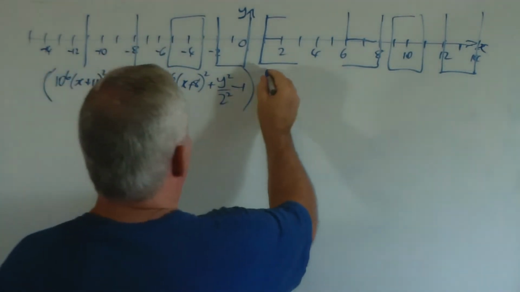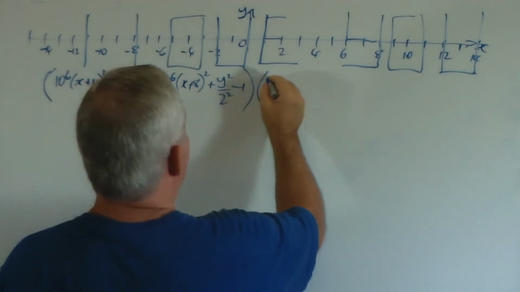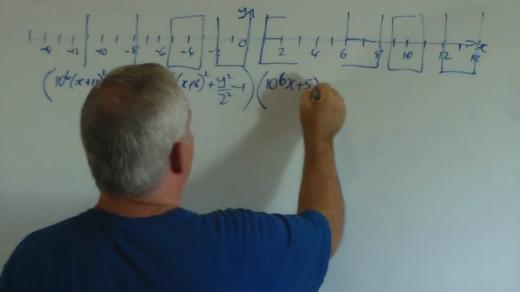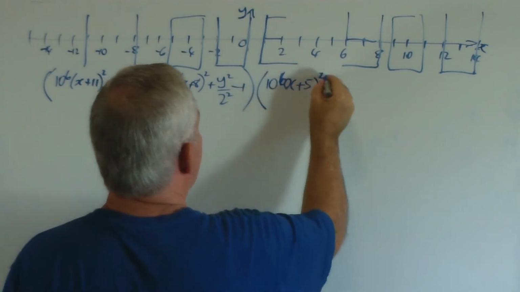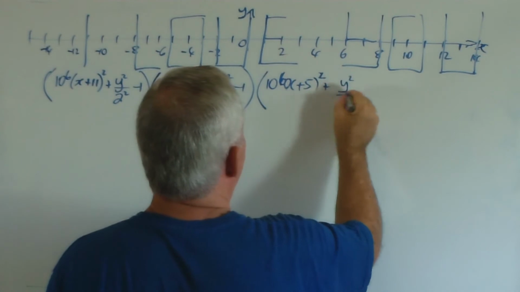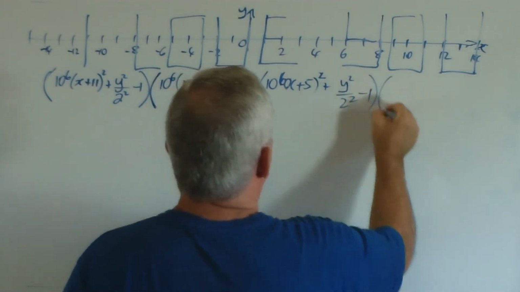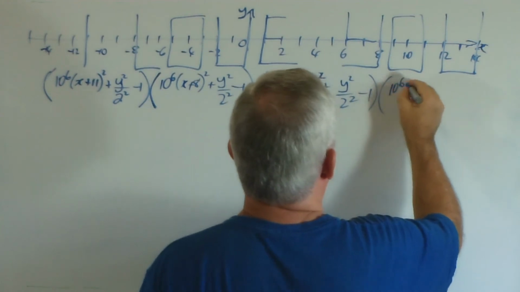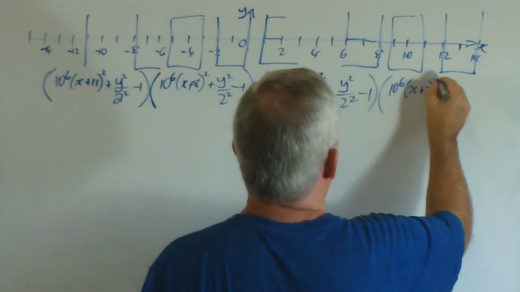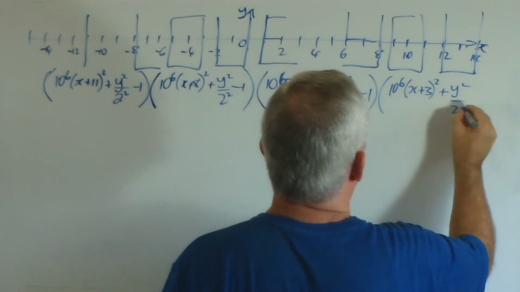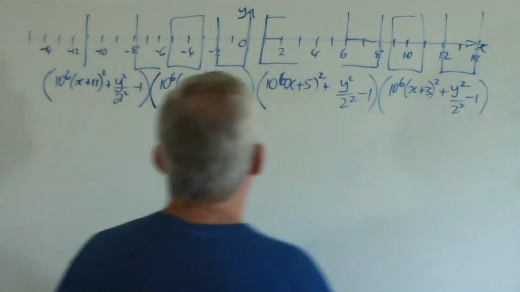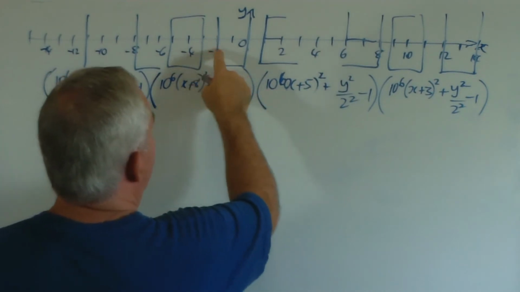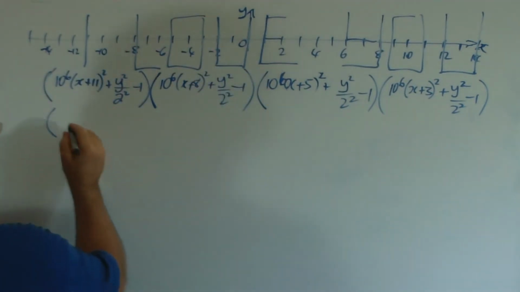Let's do the next vertical line. This one goes through minus 5. You can see this is going to get a little bit boring, so I might actually speed this up on the camera. The next vertical line is through minus 3, x plus 3 squared plus y squared on 2 squared, minus 1. We've done that one. We've got the one through minus 2.